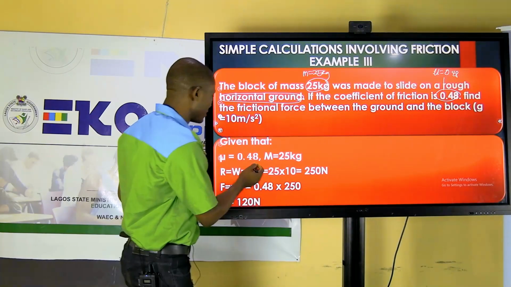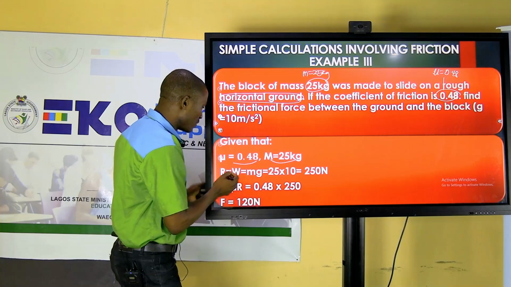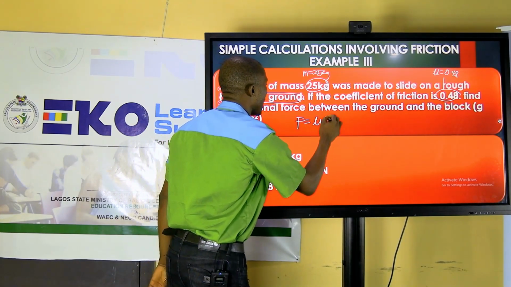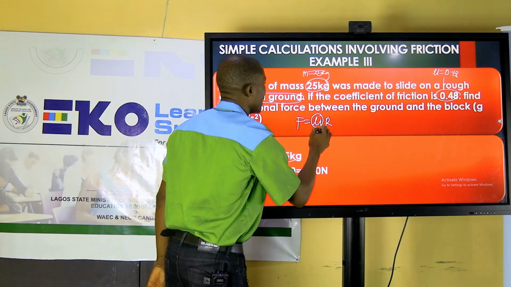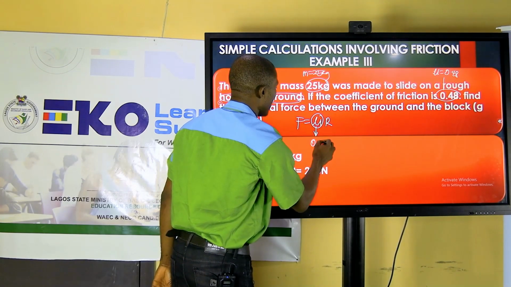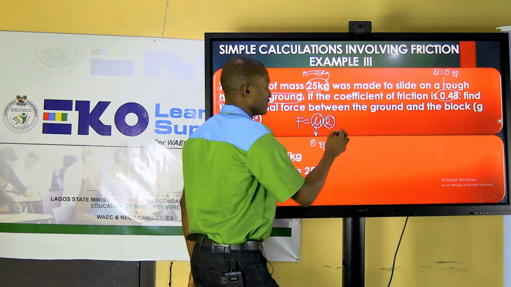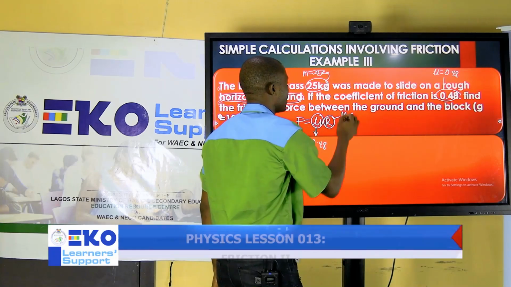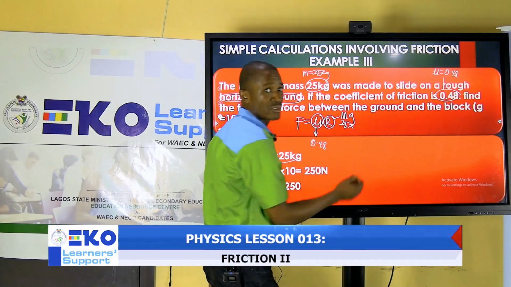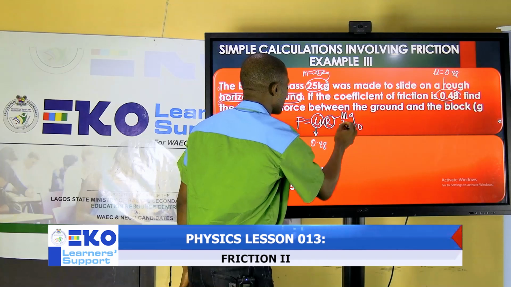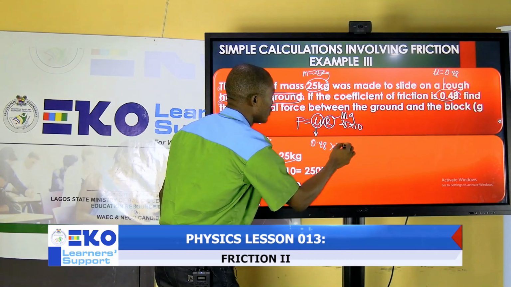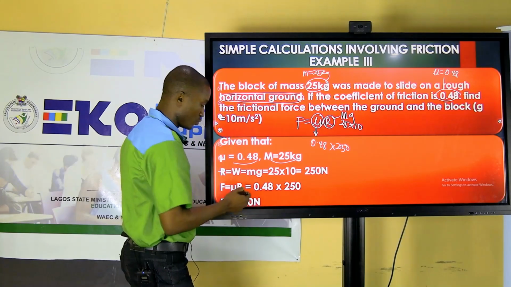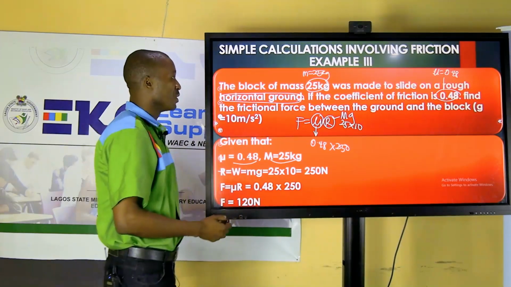So in that case, you're going to have it this way. The mass is given here. So your normal reaction is needed. Why? Because F equals nu R. So we have our nu given as 0.48. The value of normal reaction is not given. If it's not given, we can get it. That's by multiplying mass times acceleration due to gravity. Mass given is 25, then acceleration due to gravity given is 10. So when you now say 25 times 10, you're going to have 250. So 0.48 times 250 will give us 120. So that's how you get 120 here.